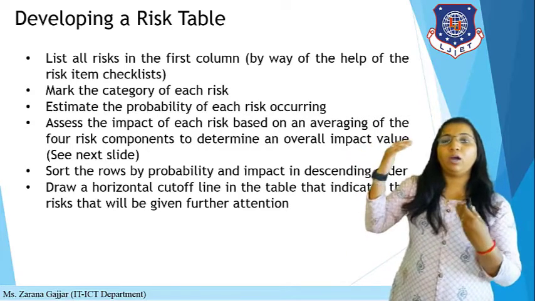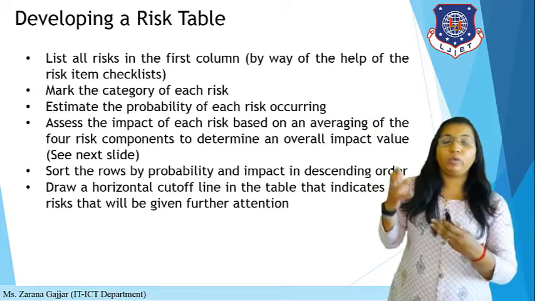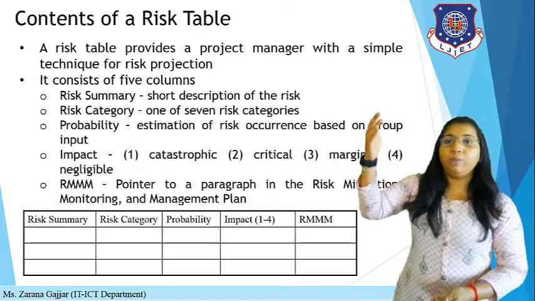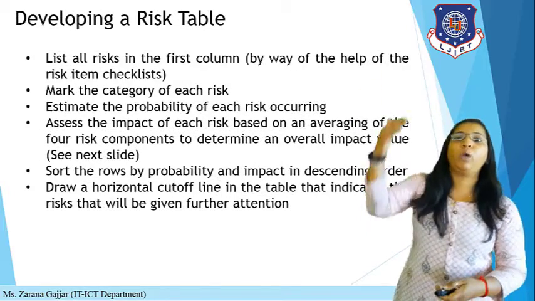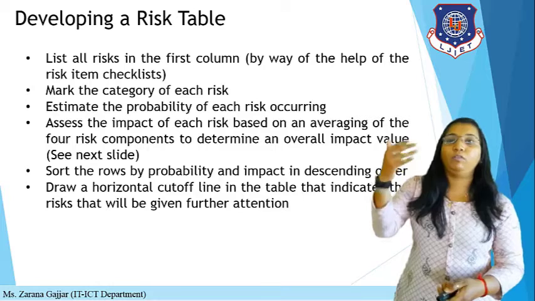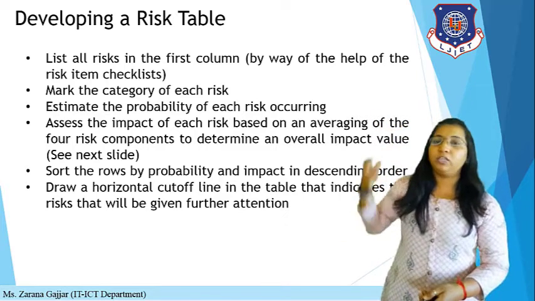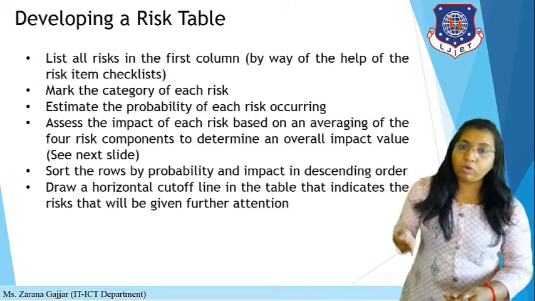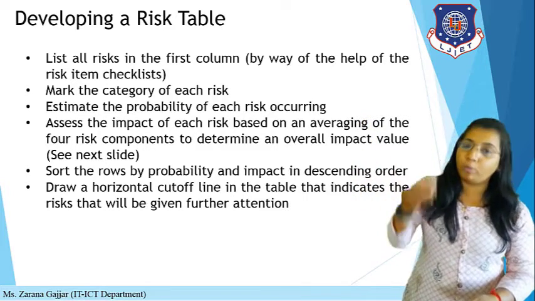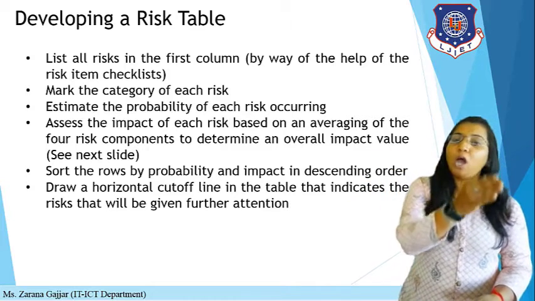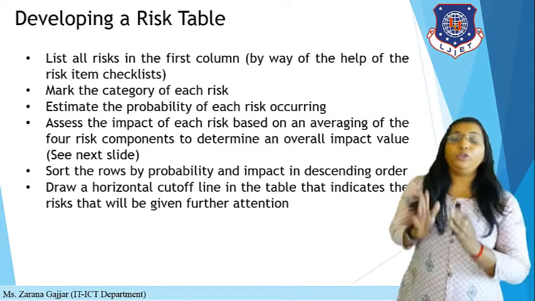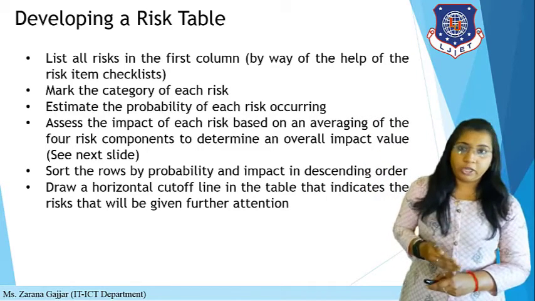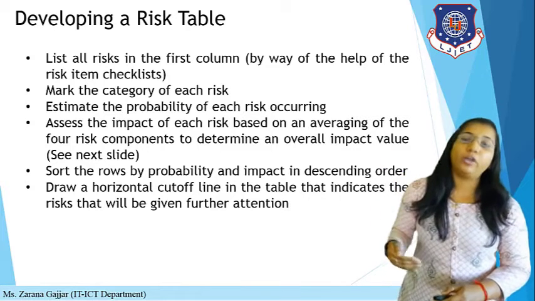We already have the structure of a risk table. Now to develop it, you have to list all the risks in the first column, the risk summary. You identify all the risks with the help of the risk item checklist. In risk identification we learned about the risk checklist. If you identify any risk in your project, you put it into the risk checklist, and you fill the first column using the risk item checklist.